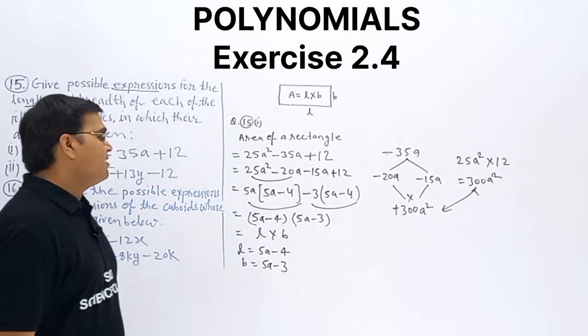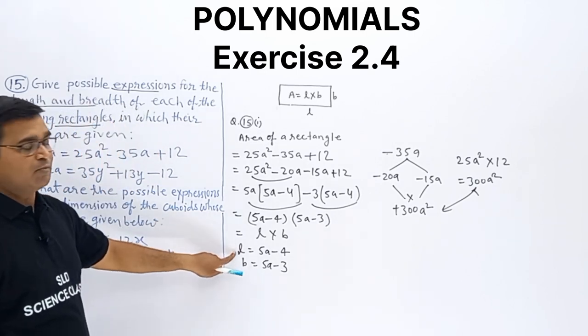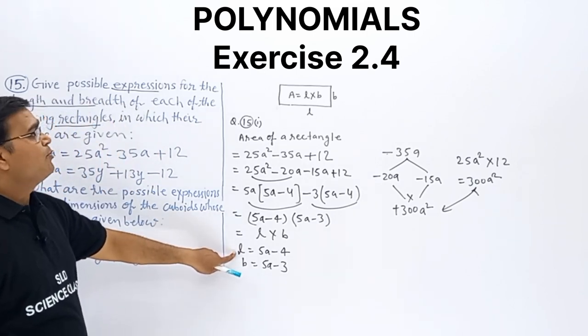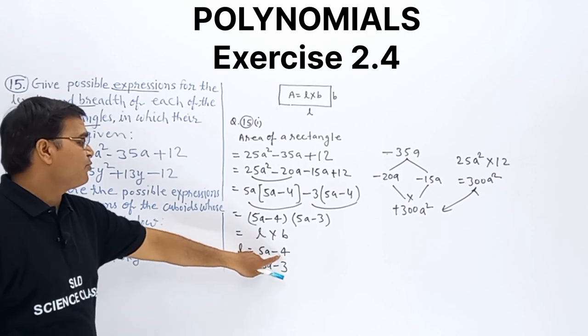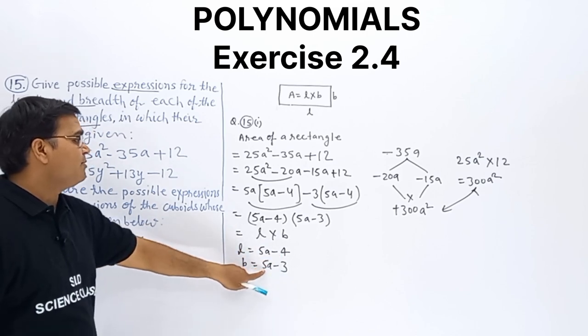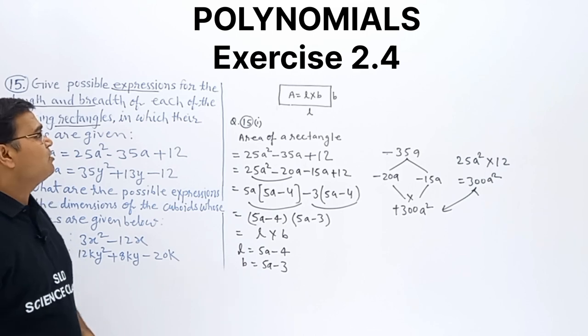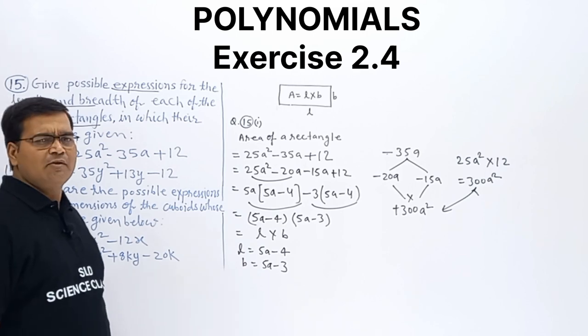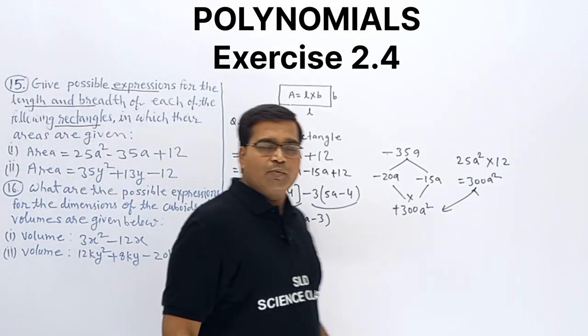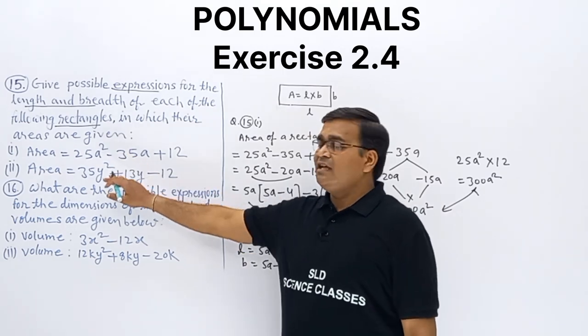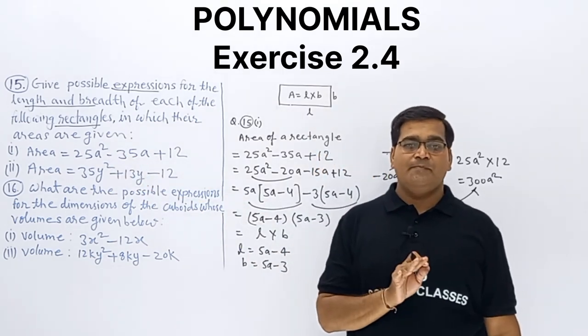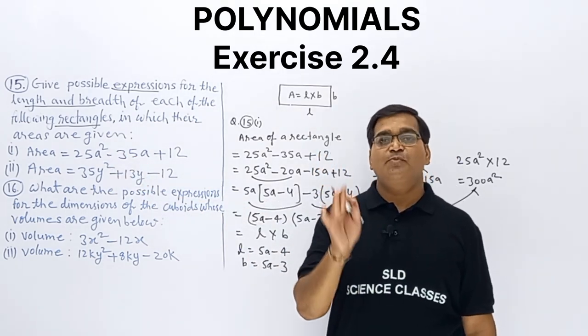So this is the length expression. The possible length expression for this area will be 5a minus 4, and the breadth expression will be 5a minus 3. Clear? This is the solution of this question. Are you getting it now? What we are doing is, we have the area expression of the rectangle, and we want the length and breadth expressions.